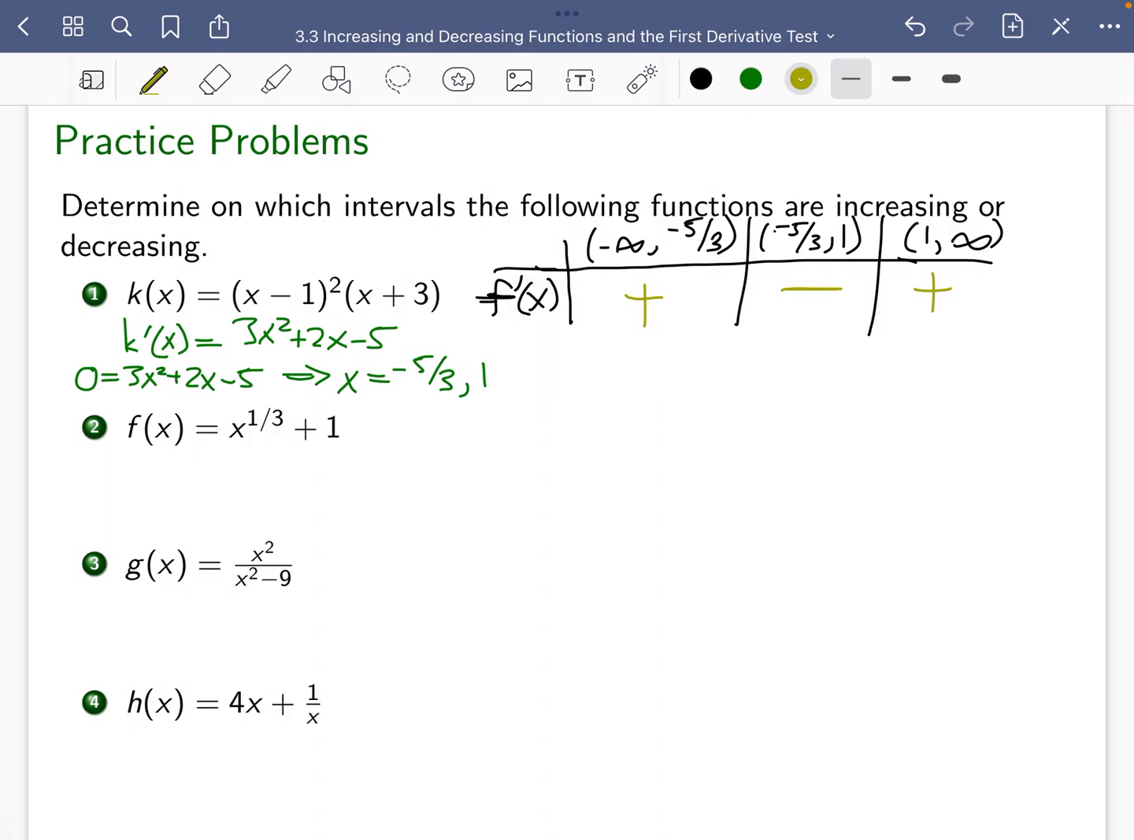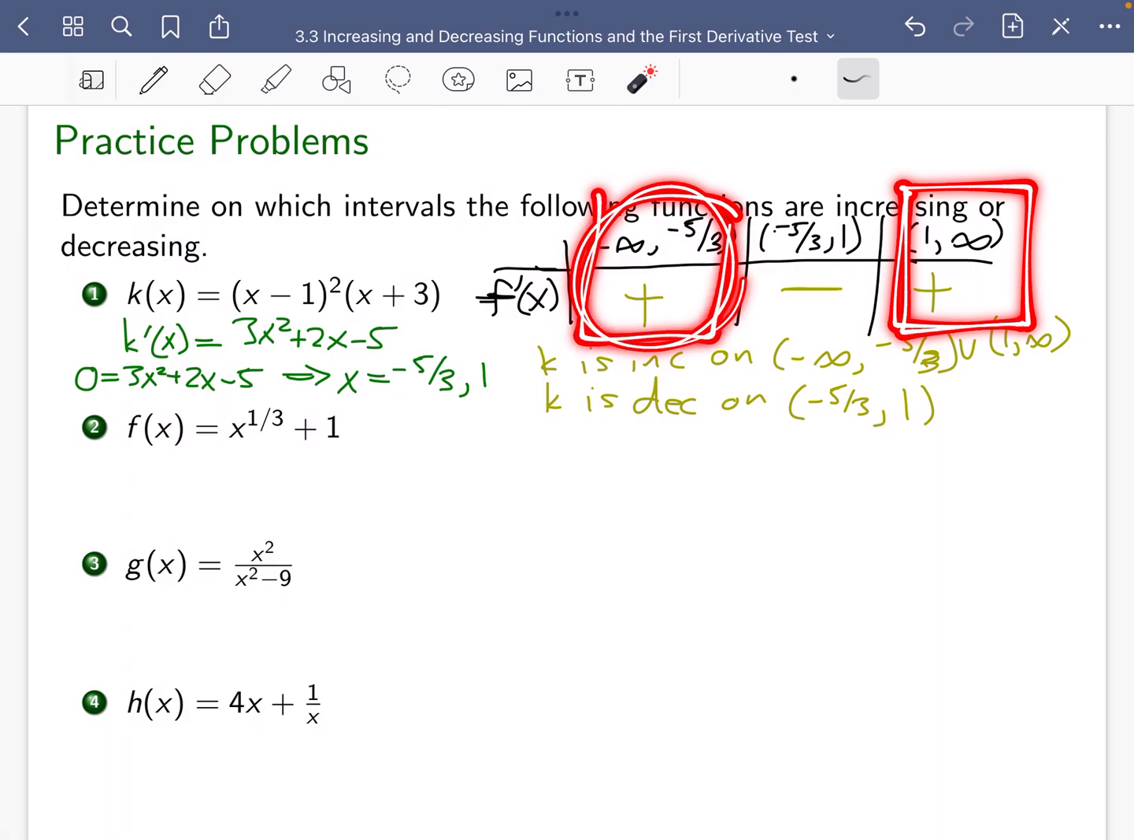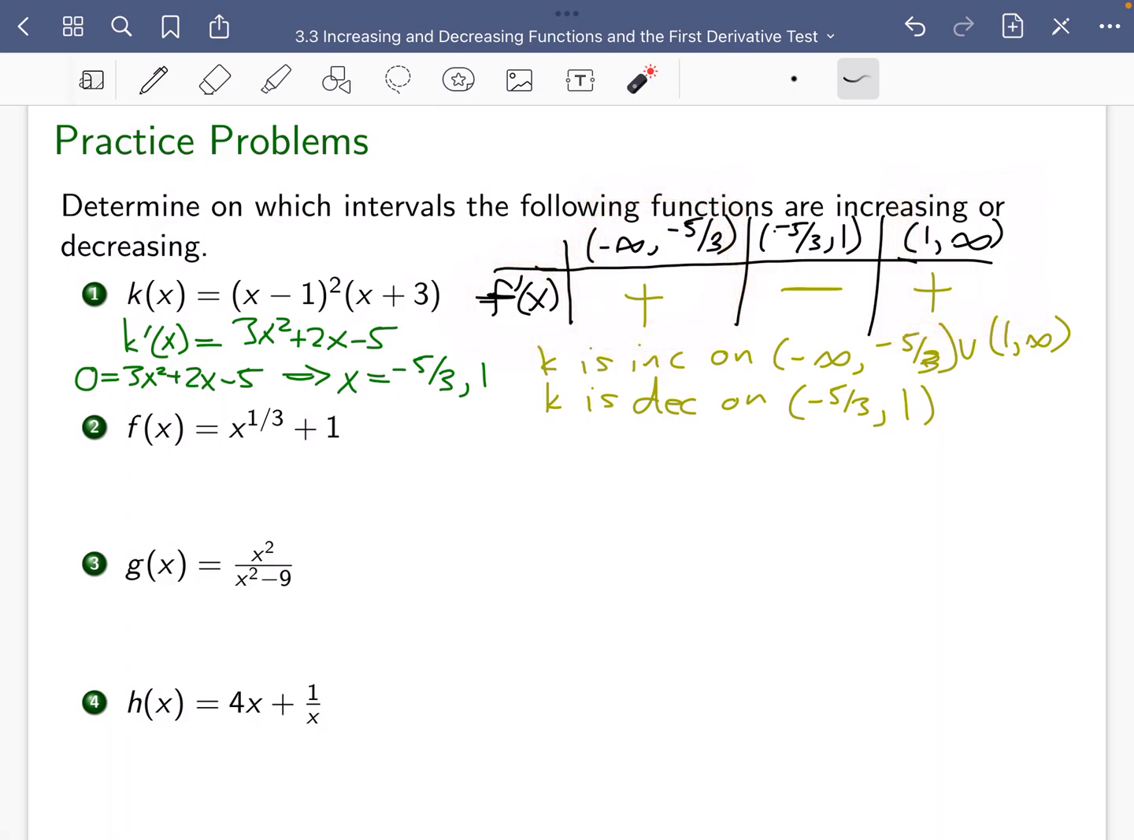So what does that tell us? Well, that tells us k is increasing on negative infinity up to negative 5/3, along with 1 to infinity, and k is decreasing on negative 5/3 up to 1. So it was decreasing when our derivative was negative, and it was increasing where our derivative was positive. Great.